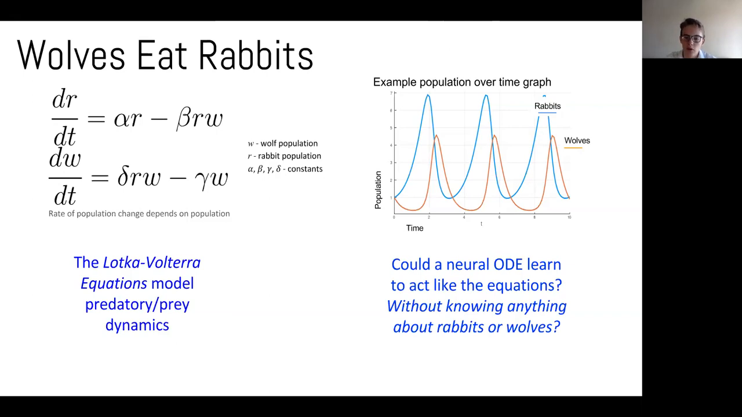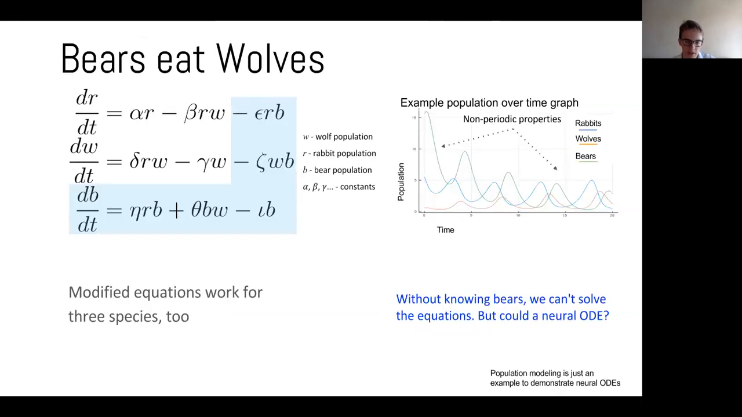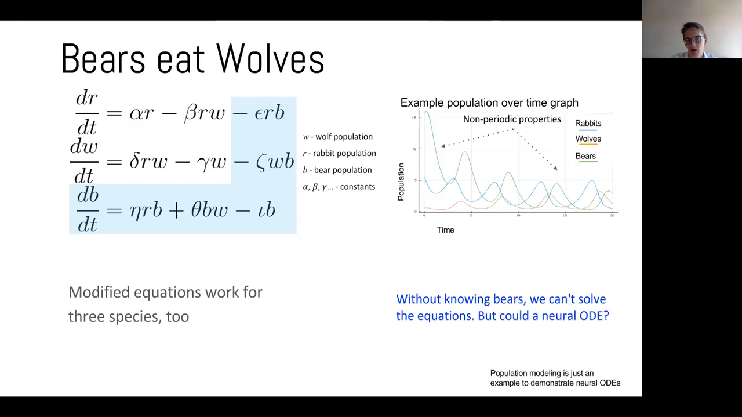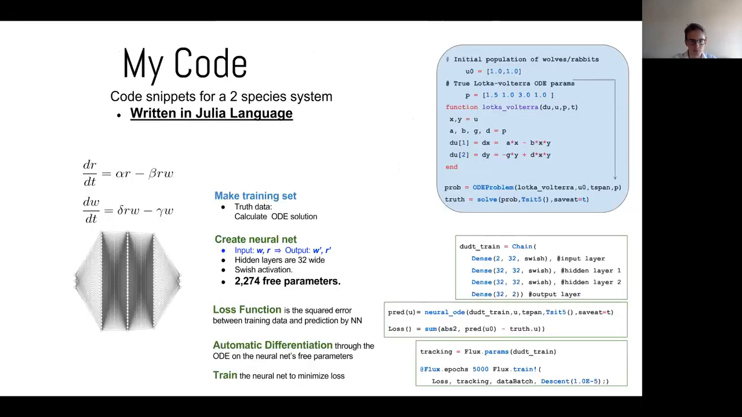And we can also extend these to 3 species, adding in, say, bears to the system, where you have this third equation and more terms on each of the other equations. And the graph for that looks like this, with 3 lines for 3 species. And as you can see, it's no longer the simple periodic thing that we had for 2 species. It has more complicated non-periodic effects.